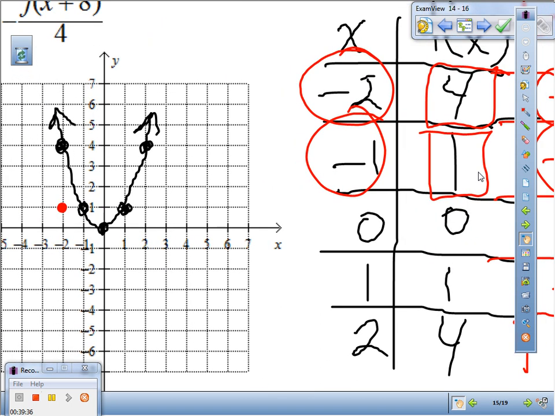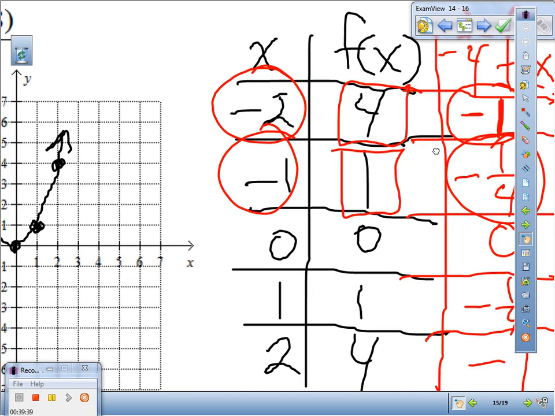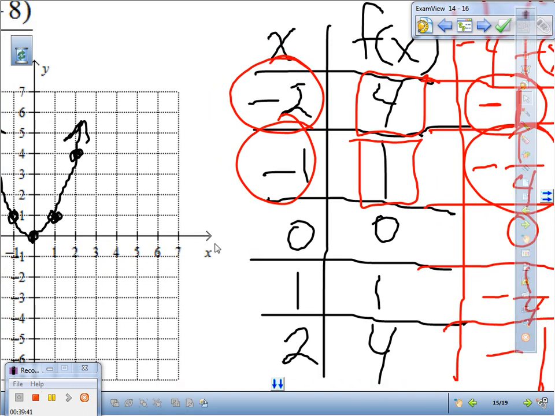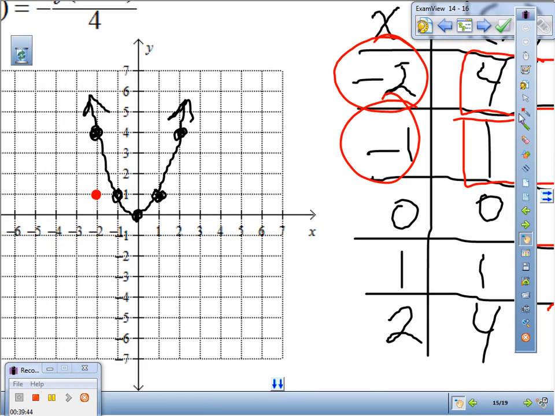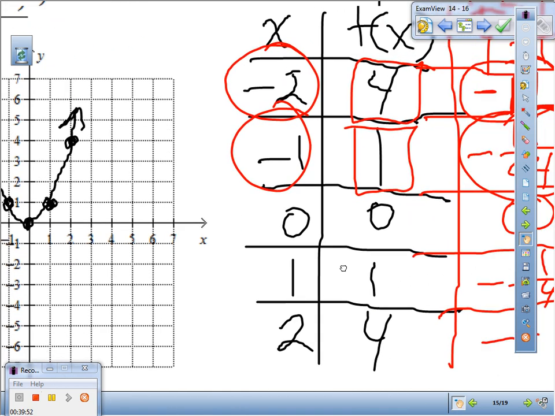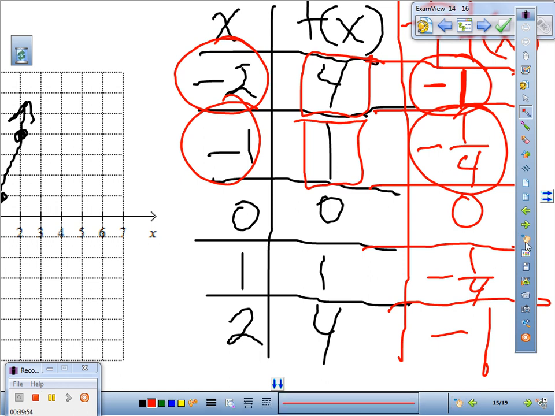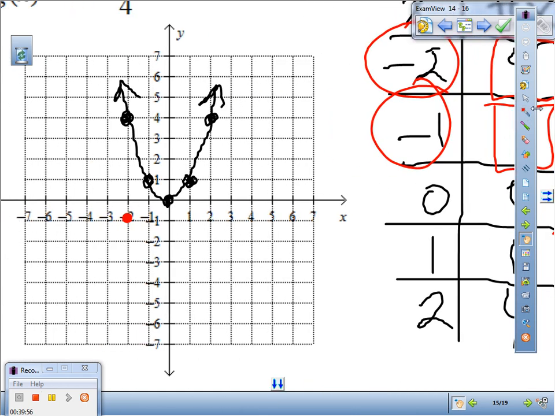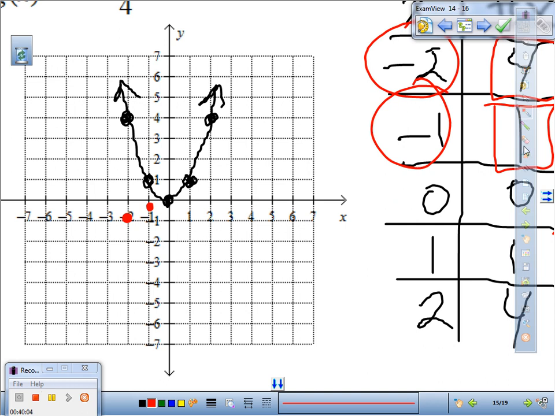What did I do? Oh, -2 and -1. My bad. Be nice. -2, -1 is down here. Okay, there it is. Next one, -1, -1/4. It is about right there, very close to the line of x. Then 0, 0, 1, negative 1/4, and 2, negative 1.